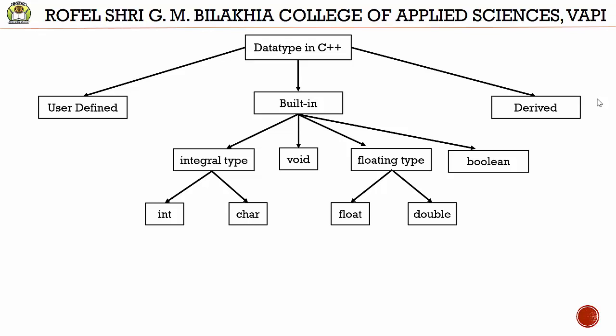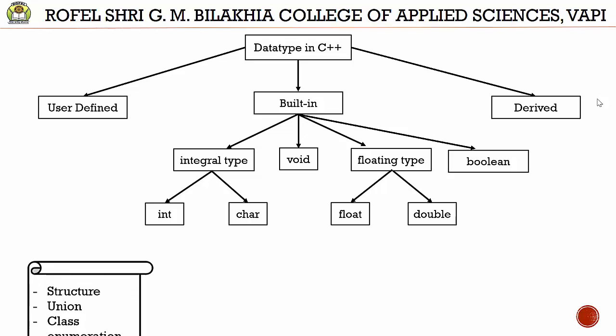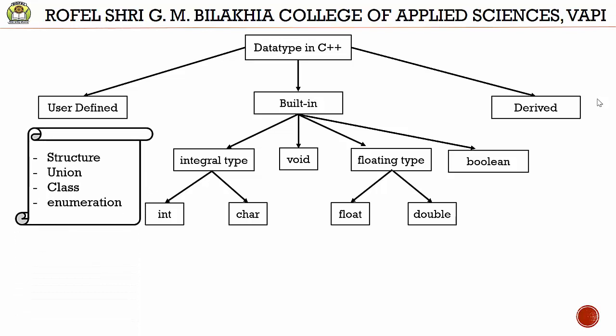Now let us talk about user-defined data types. User-defined data types include structure, union, class, and enumeration. Now what is a structure? Okay, you all know about structure and union. Last semester we finished structure and union, right? So structure is one user-defined data type. A structure creates a data type that can be used to group items of possibly different types into a single type, right? In a particular single structure we store different types of variables.